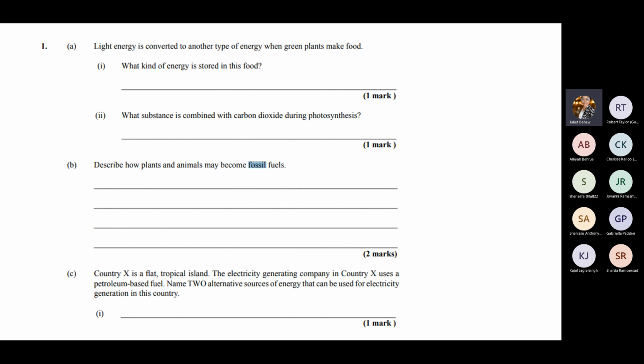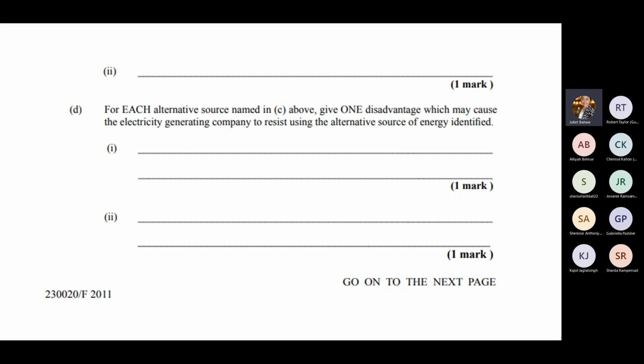Right, so this is just one part of the question, just D to finish off here. Miss, why did you say wind and solar energy? Yes, wind and solar.